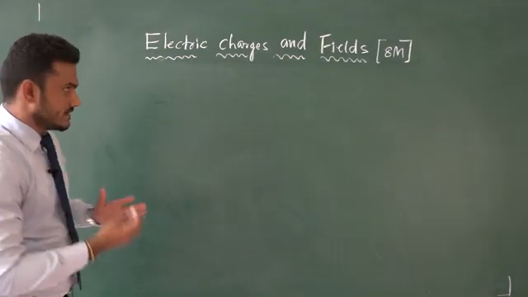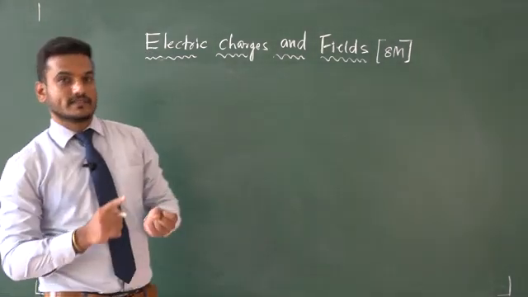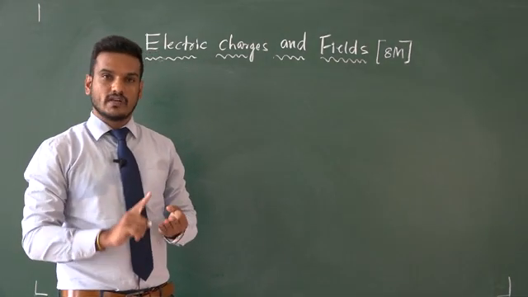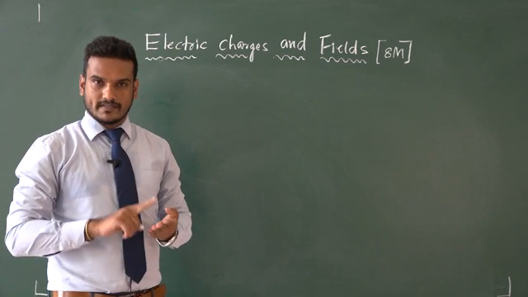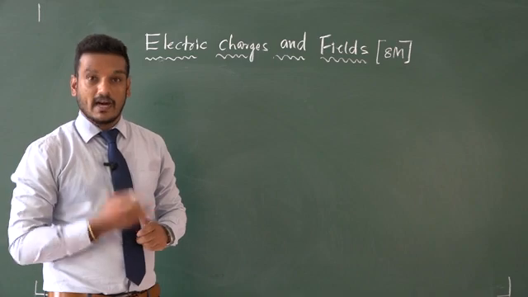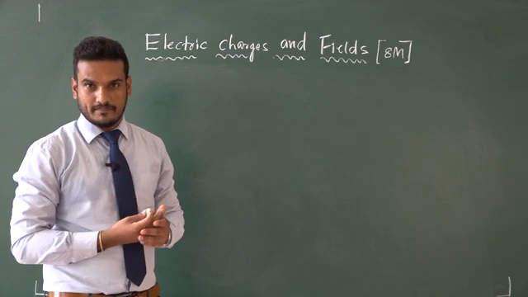So today we discussed many things: what electric charges are, types of electric charges, the gold leaf electroscope, what a conductor is, what an insulator is, what grounding or earthing is, and methods of charging a body.